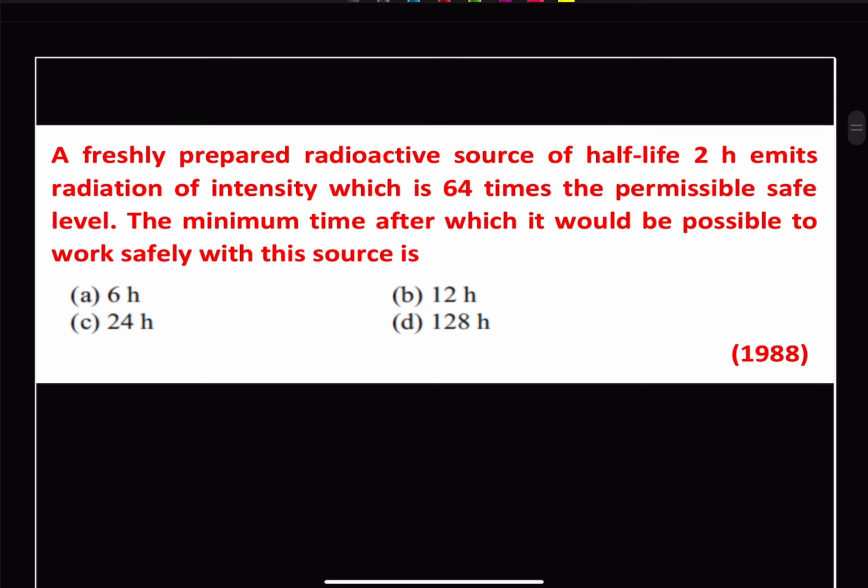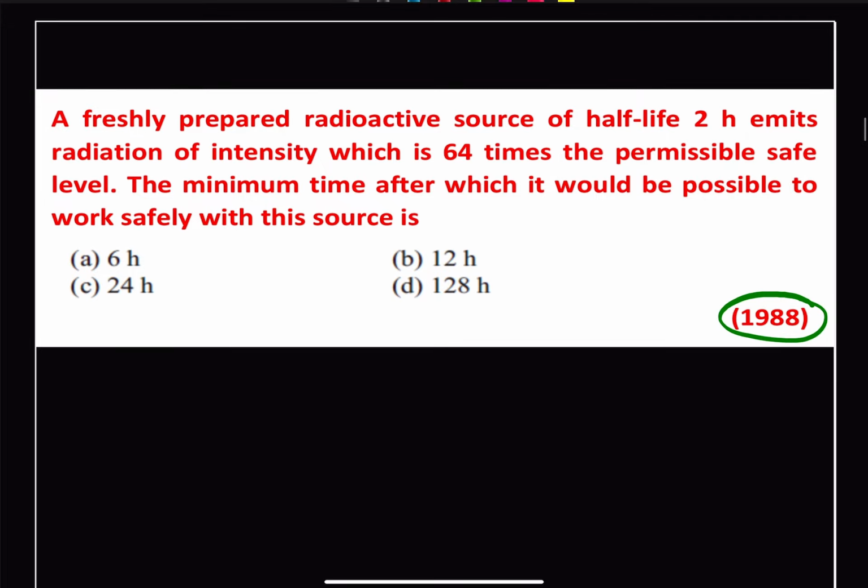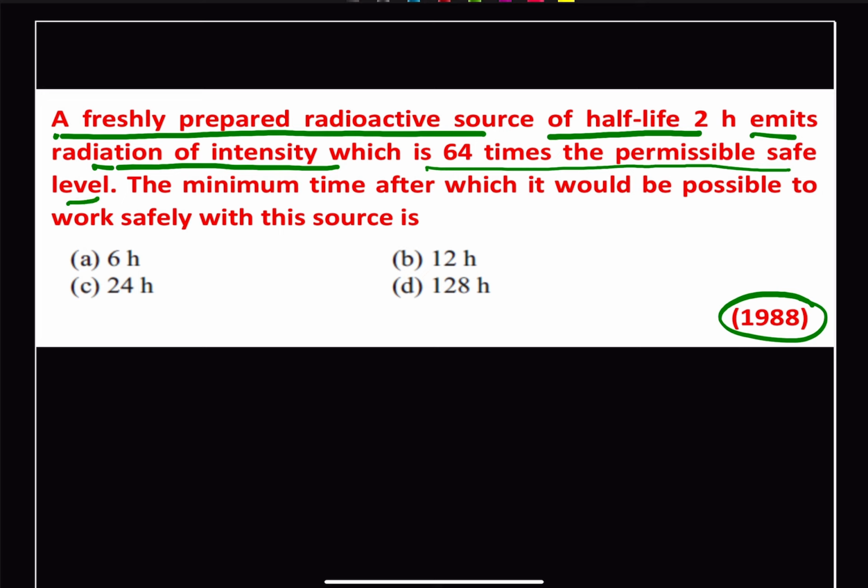Next question. It was asked in the year 1988, and it states that a freshly prepared radioactive source of half-life 2 hours emits a radiation of intensity which is 64 times the permissible safe level. The minimum time after which it would be possible to work safely with this source is. So we have to find out basically the intensity when it is equal to the safe level. So we are already given the initial intensity.